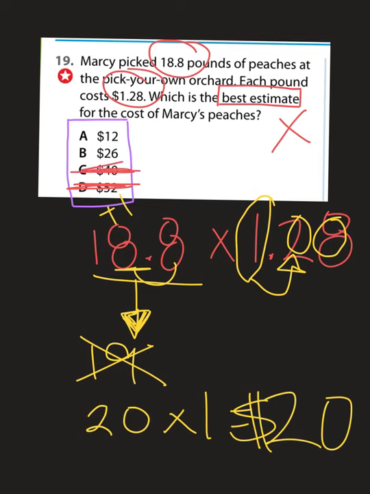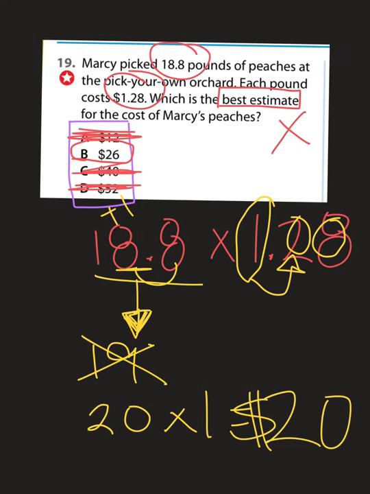So I have two choices here. I have $12 and $26. So which one is the closest to $20? That's what I would use to find out my answer, the best estimate, right? I would say that's $26. That to me makes the most sense. 12 doesn't seem quite enough.